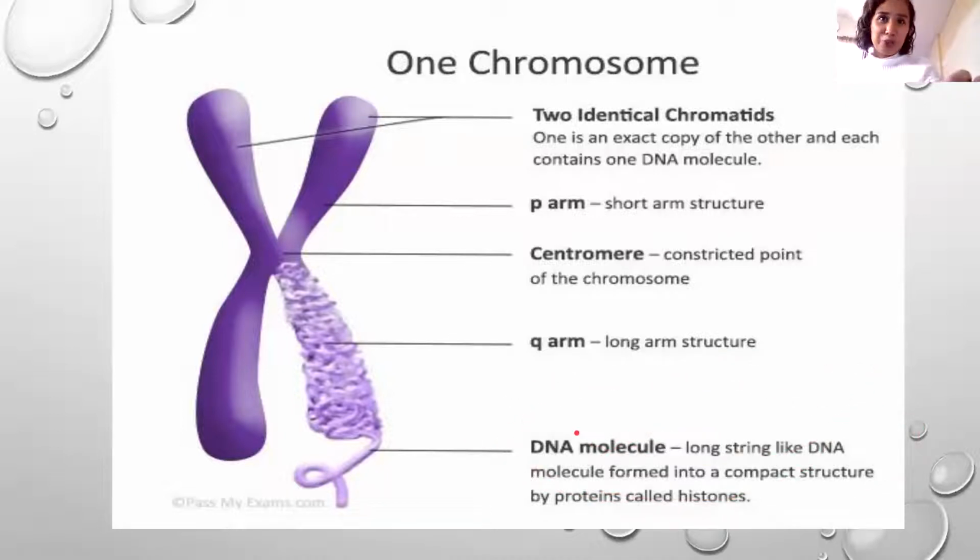So it has arms, so may mga arms. So P arms are the small, shorter arms, and the longer arms are your Q arms. So the point where there is constriction is the centromere, yung sa gitna. And these are two identical chromatids, okay? So kung saan sila nagsama, doon ang centromere.